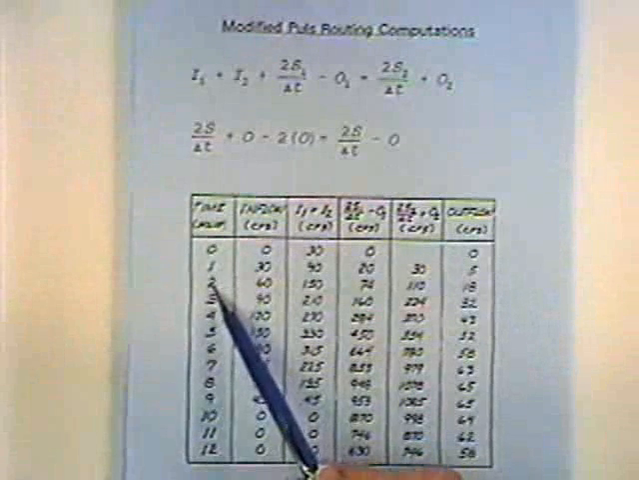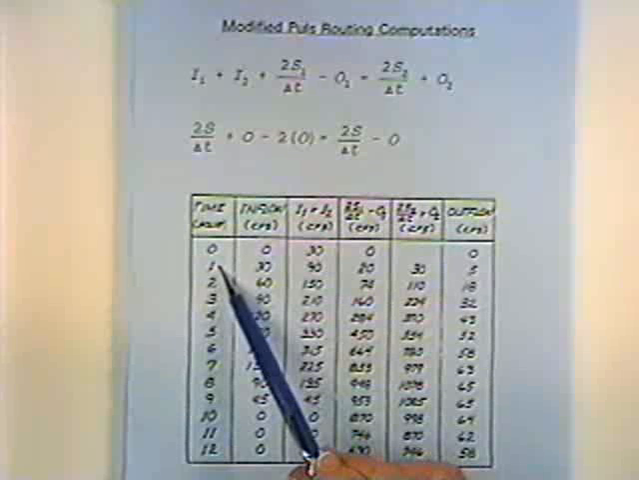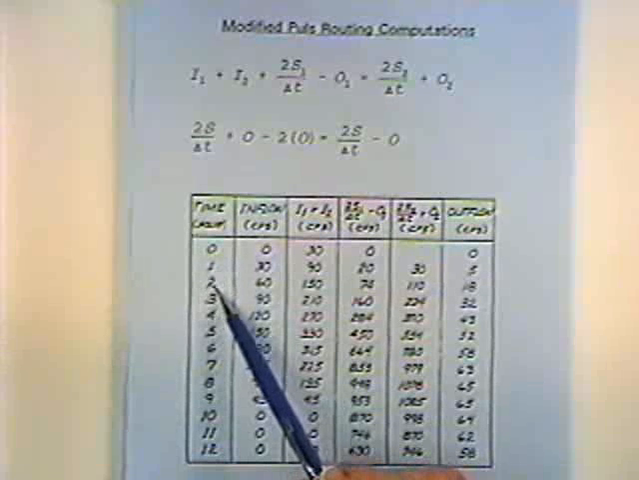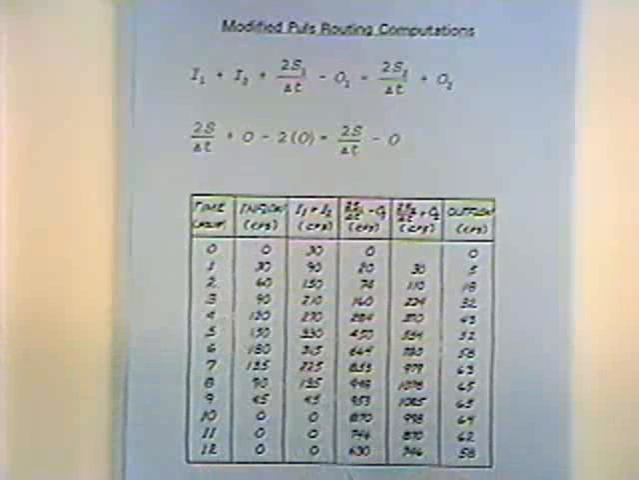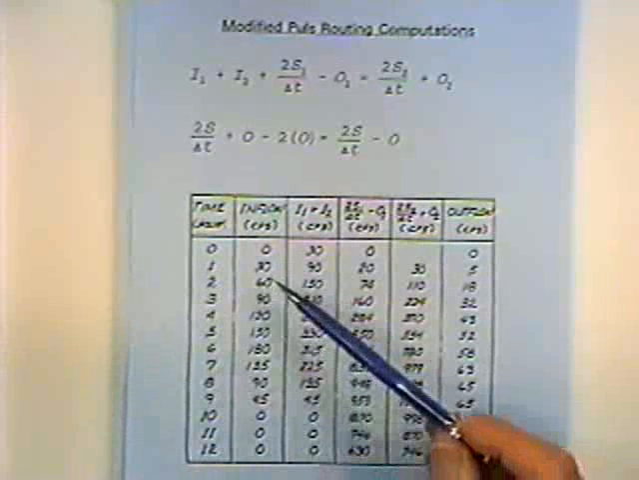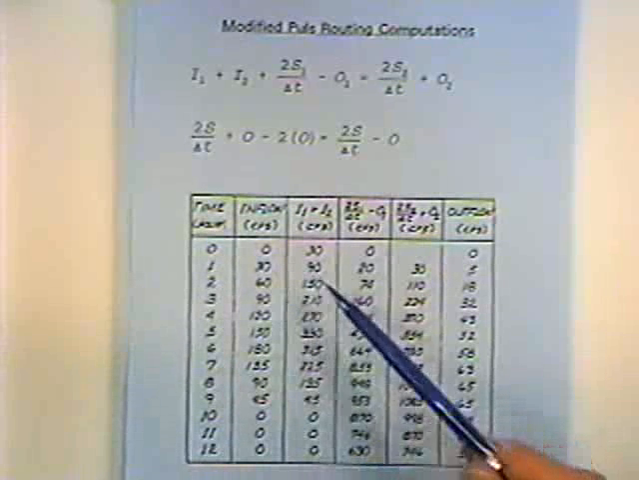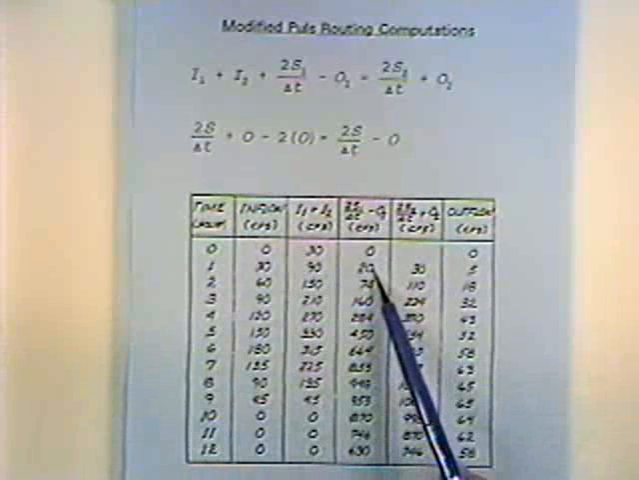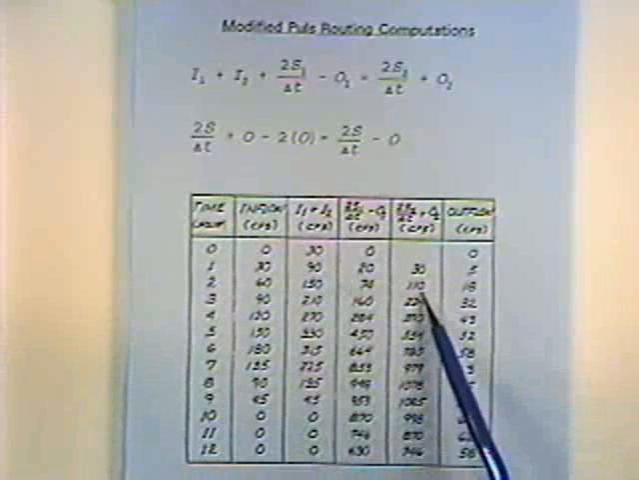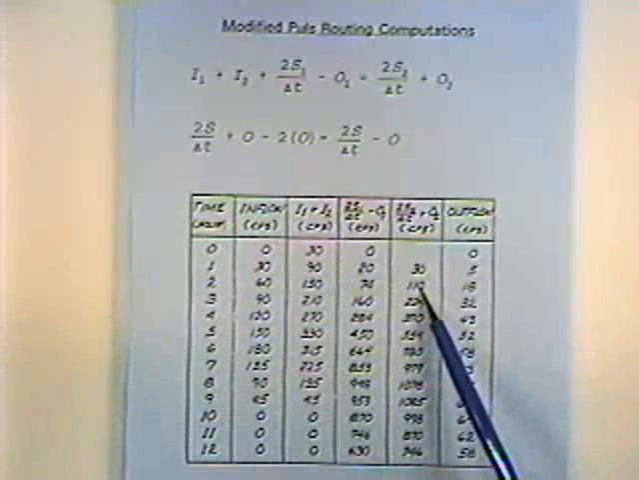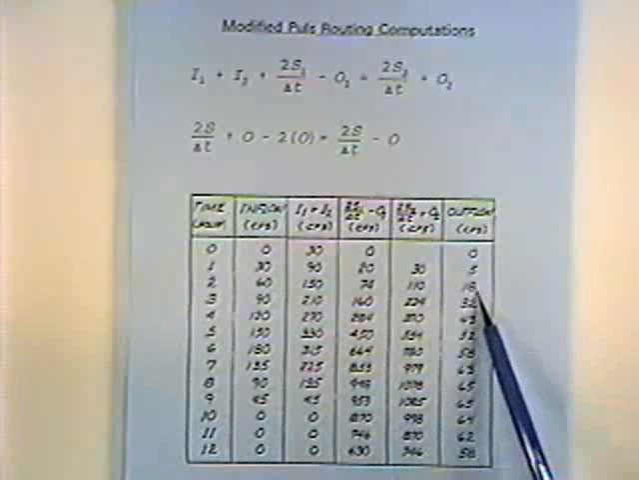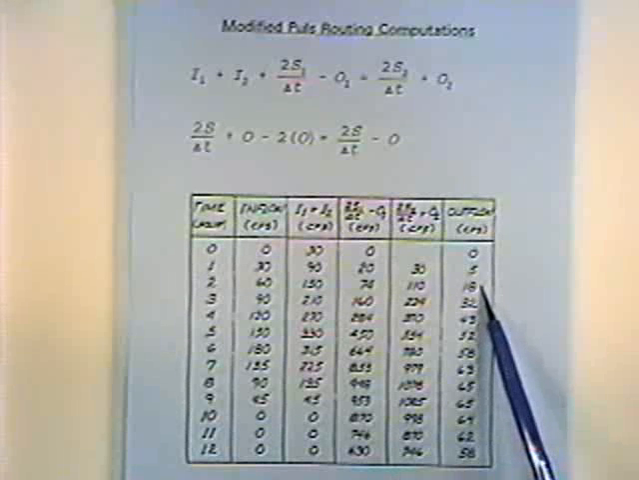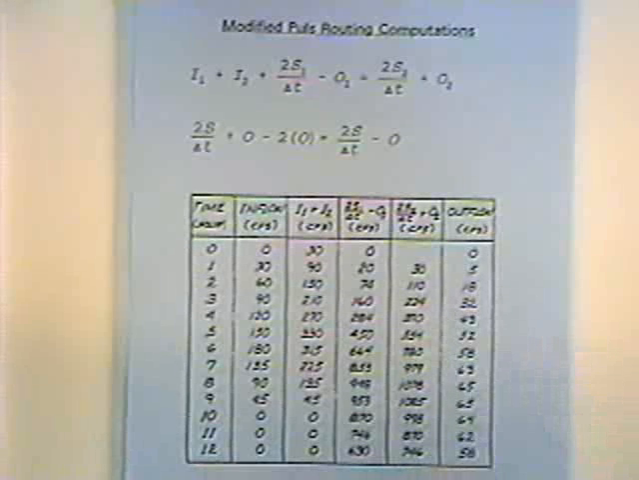This is the second hour, so this is the beginning of the second hour, subscript 1, the end of the second hour, subscript 2. So I1 plus I2, 30 plus 60 is 90. We just computed the 20, add the 20 to the 90 to get 110, and then from the 110 we go to the curve to get 18 cubic feet per second coming out, and then we do it all over again.